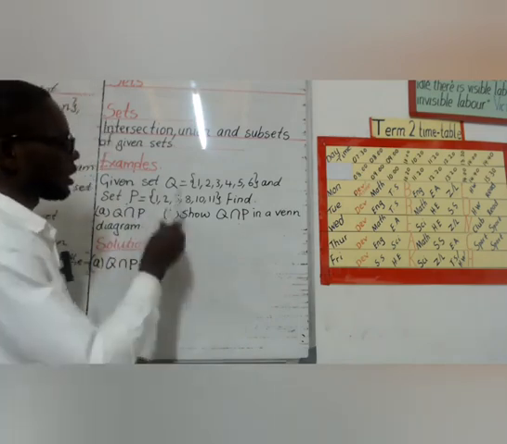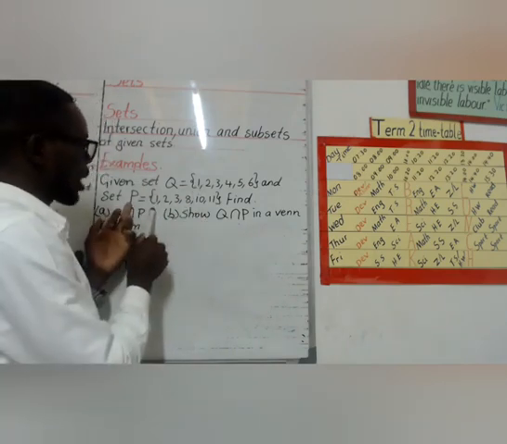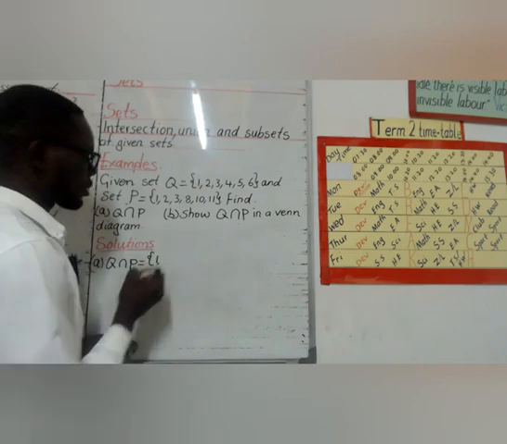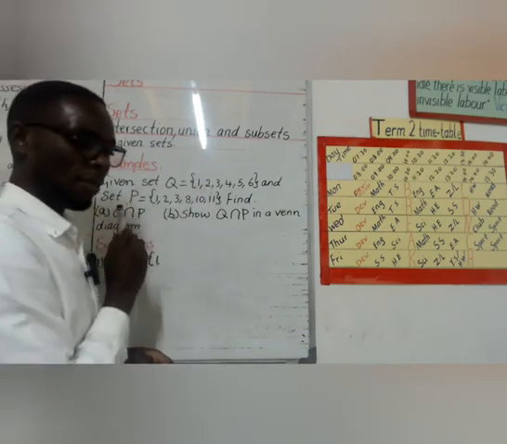Let's start. Do we have 1 in set P? Yes, we have 1. So 1 is a member of the intersection set. Do we have 2 in set P? Yes, there is 2.